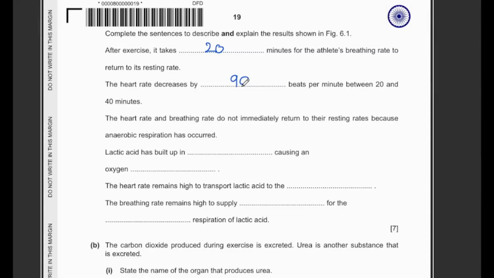Next one, lactic acid has built up in dash. Where does lactic acid build up? We know it builds up in muscles. No need of reading the graph there. We know that lactic acid builds in muscle, and it can build in blood also, causing an oxygen debt. Fine. The heart rate remains high to transport lactic acid to the liver. The breathing rate remains high to supply dash. It is supplying oxygen for aerobic respiration of lactic acid.